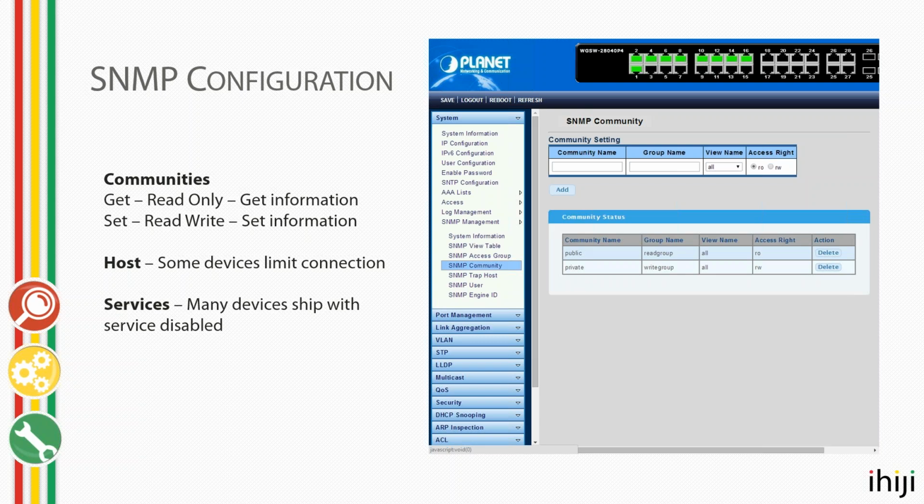So this is the Planet switch and how it looks. You would enable the SNMP service. Then you would go in and set up your SNMP community. You'd put in your community name, specifying public for your read group and private for your write group. Then enable it and you're up and running. So it's not very difficult once you learn how to do it.